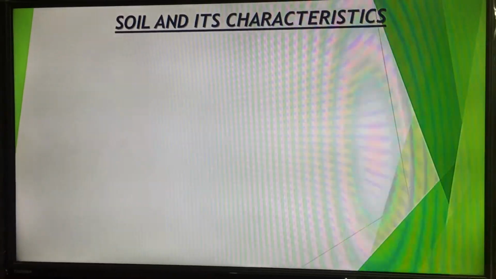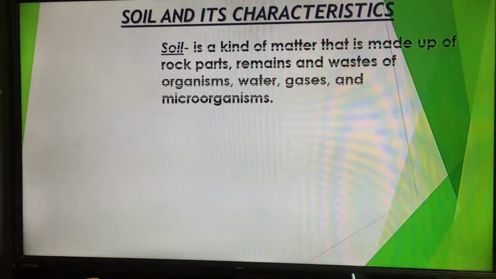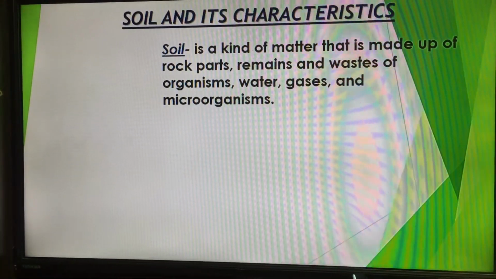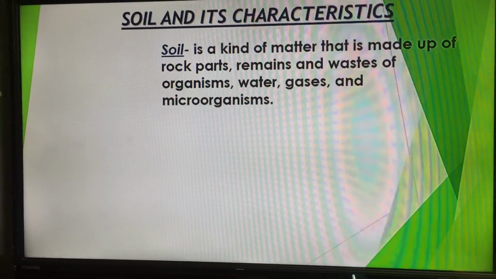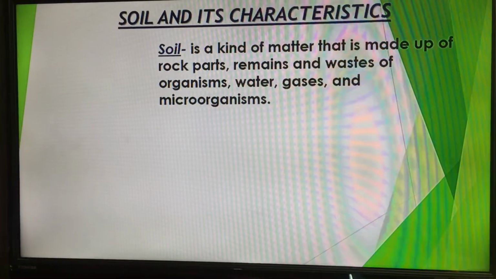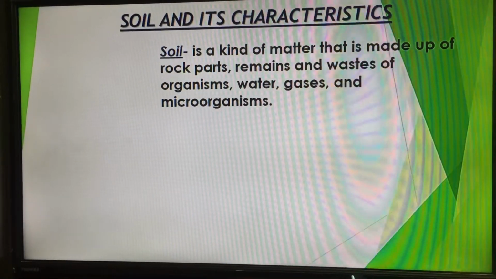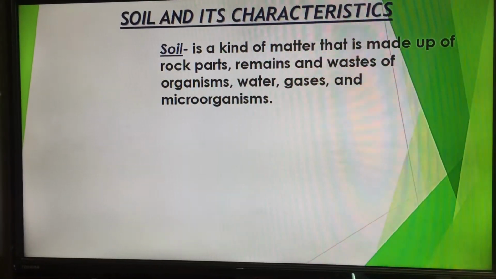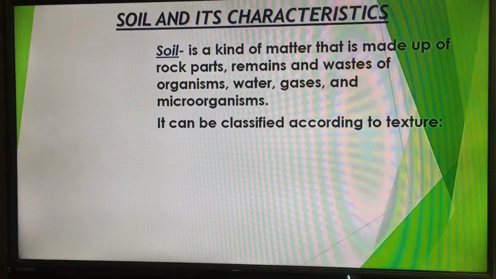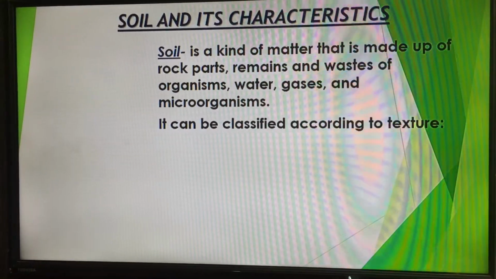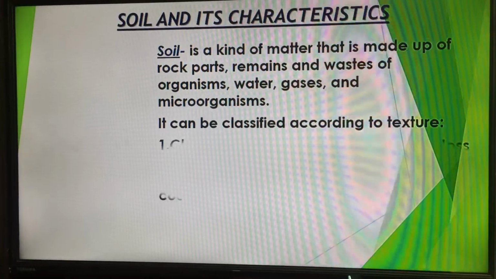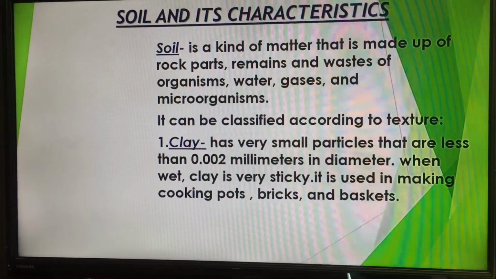Soil and its characteristics. Soil is a kind of matter that is made up of rock parts, remains and wastes of organisms, water, gases, and microorganisms. It can be classified according to texture. First is clay.